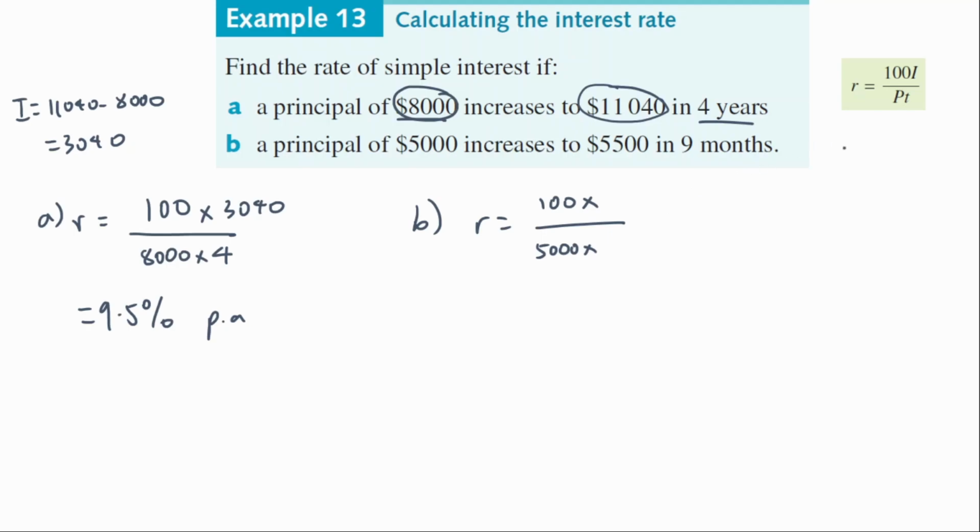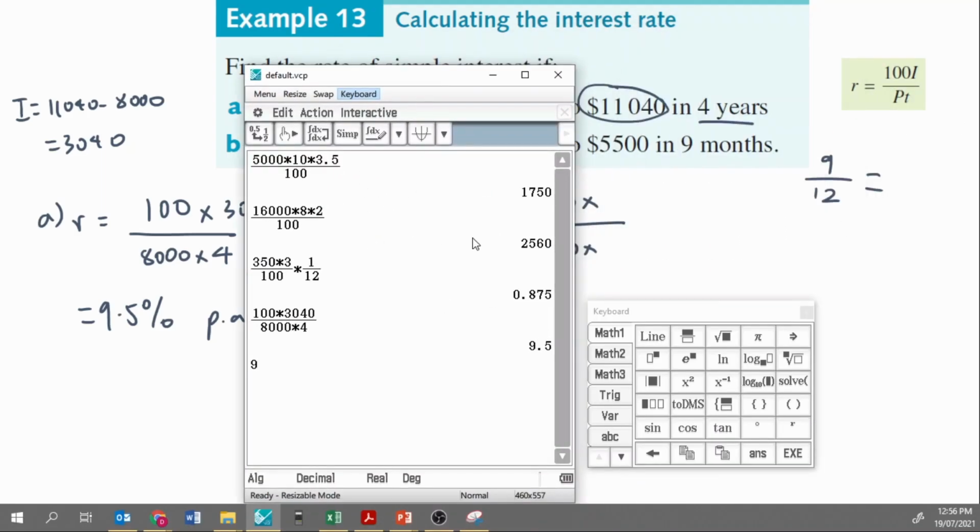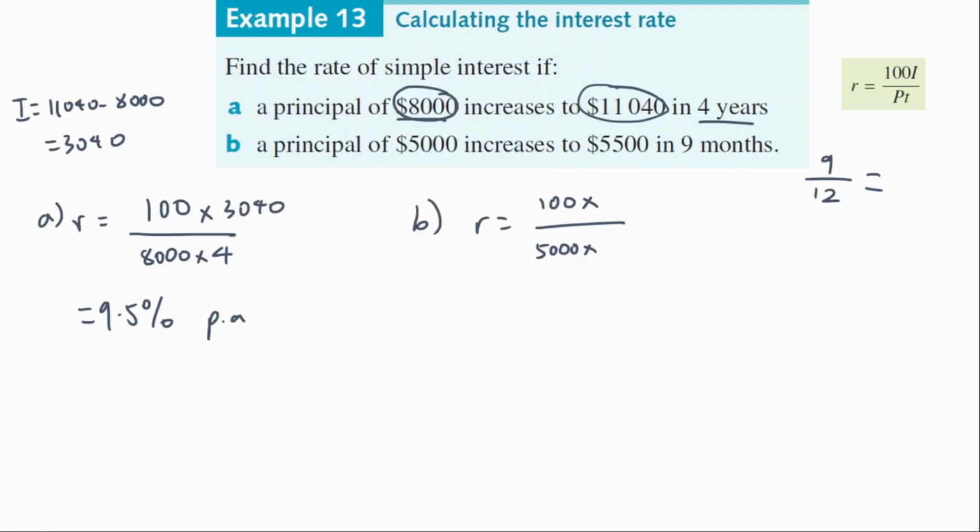Times 9 months. I need to convert that into years. I'm going to start off by writing 9 months as a fraction of a year. In a year, there are 12 months, so it's going to be 9 out of 12. We'll convert that into a decimal. To do that, get your CAS calculator out and do 9 divided by 12. Press enter and you get 0.75. So I can replace 9 with 0.75 there.